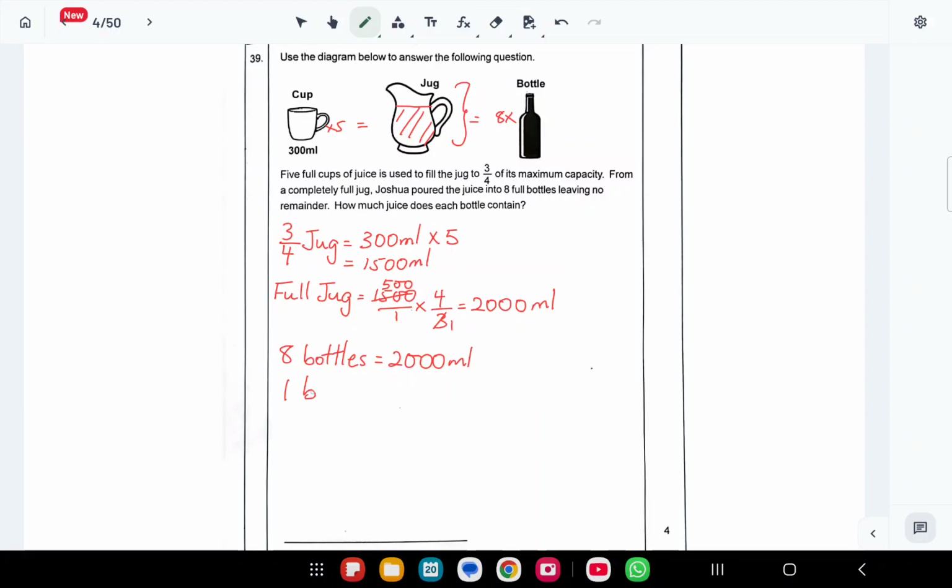So for one bottle, it is equal to 2,000 divided by 8, which is equal to 250 milliliters. So each bottle, because it asks how much juice does each bottle contain? Each bottle will contain 250 milliliters.